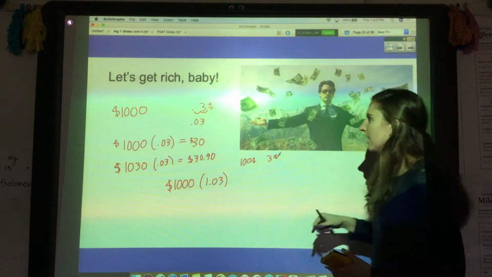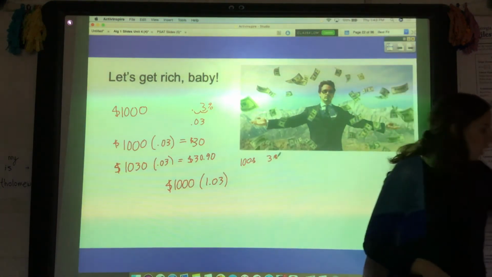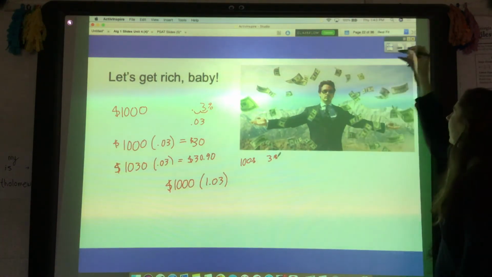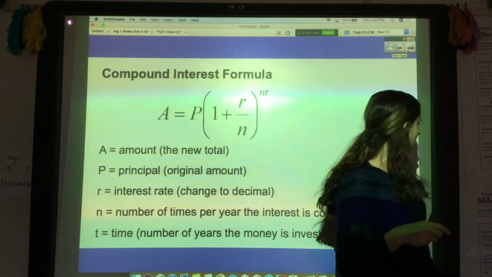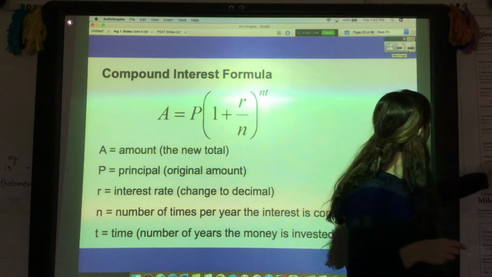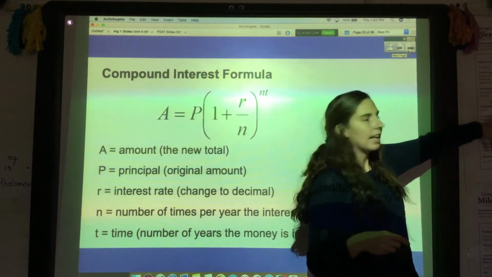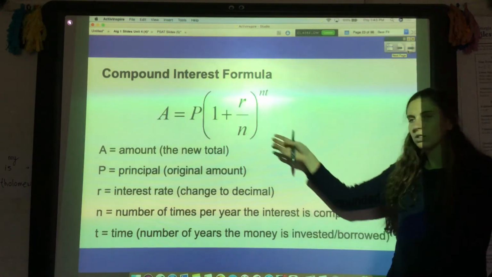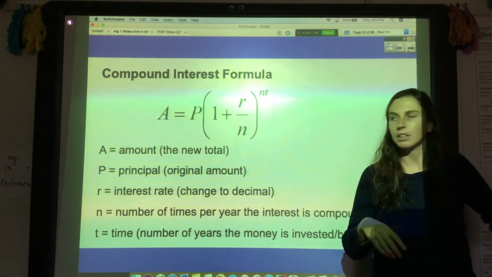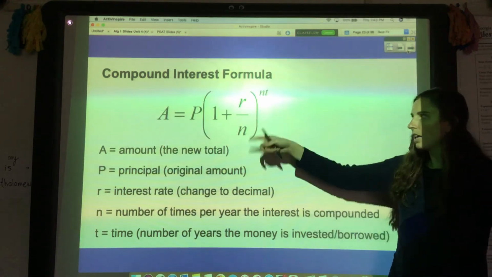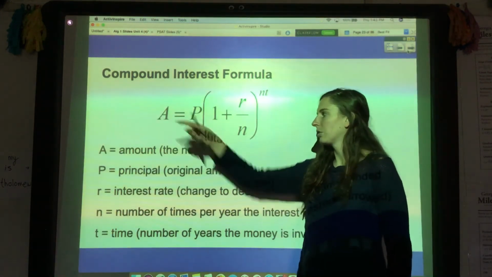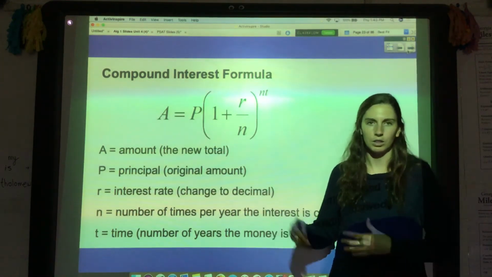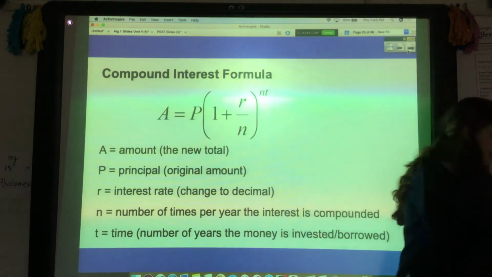Keep that in mind. There's a formula that will do all of this for you, and it's called the compound interest formula. It's on your formula sheet on the left side of the exponential stuff. You could also just Google it if you needed to look it up in the future. There's a lot of pieces here, but it's basically what we just did. A stands for the amount, the new amount in your account or the debt that you owe, anything like that.